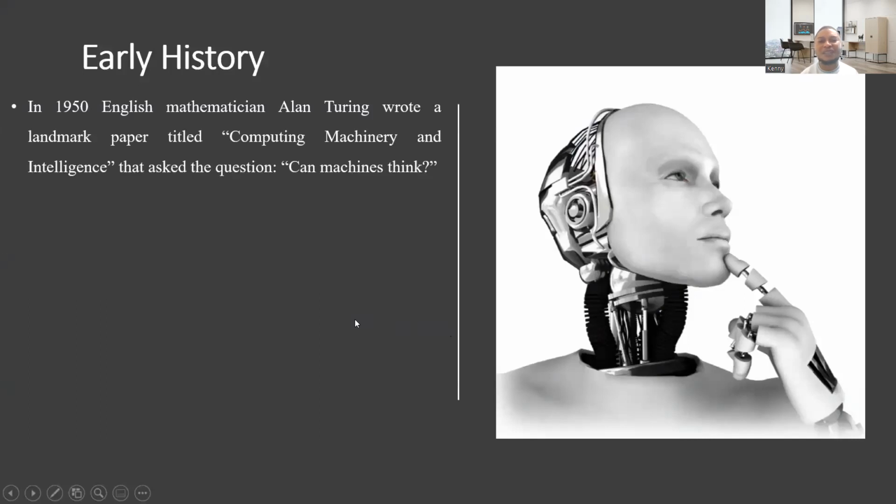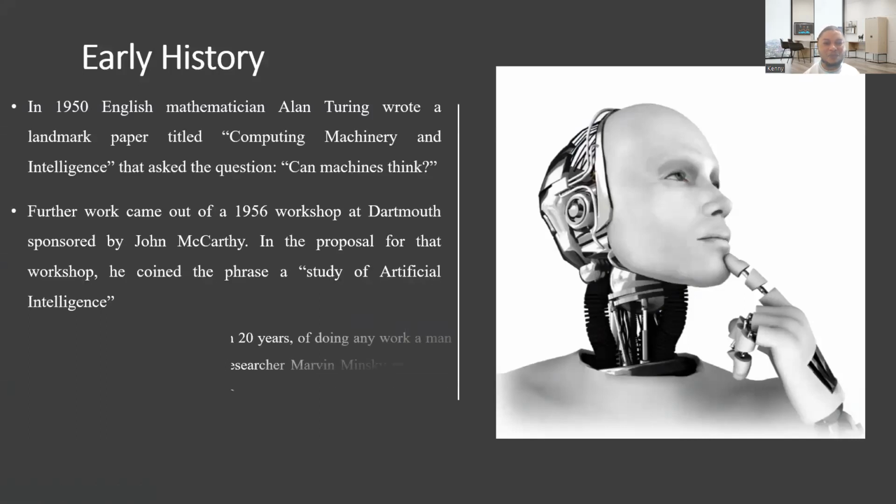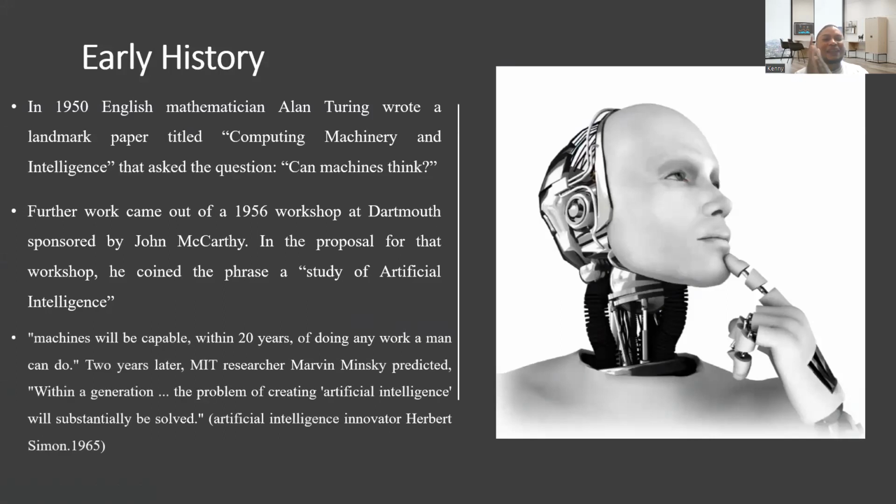Now, I don't want to dwell more on the history of artificial intelligence, but this is something that started as early as 1950. You understand? It was first used by a mathematician called Alan Turing. He wrote a landmark paper titled Computing Machinery and Intelligence that asked the question, can machines think? He was a mathematician just thinking generally, can a machine think? Like, can a machine also exhibit human thinking? That was the idea in 1950.